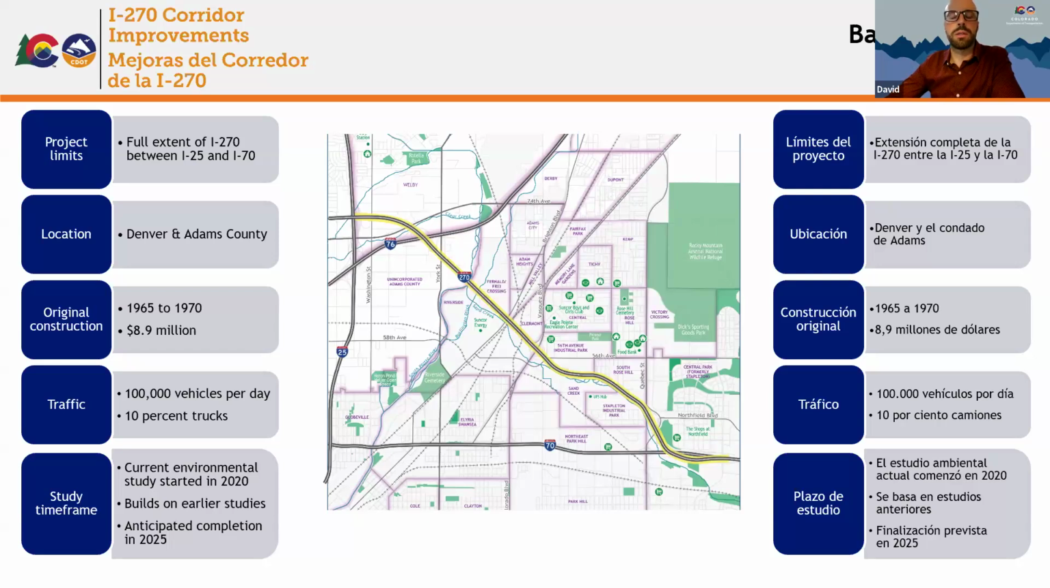So CDOT, Commerce City, and Adams County, we've been looking at ways to improve the I-270 corridor for more than 10 years. We are currently conducting a comprehensive environmental study of the corridor, which will be documented in an environmental impact statement, or an EIS. This is the most comprehensive type of an environmental study under the National Environmental Policy Act, also known as NEPA. Please note that throughout this presentation, we'll probably be using those acronyms, EIS and NEPA.